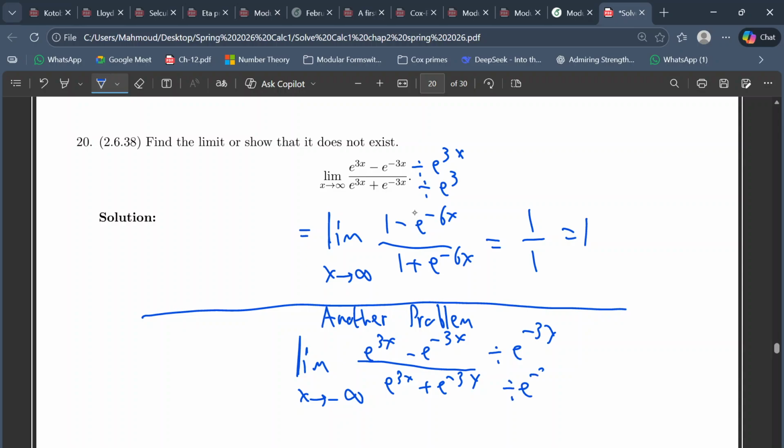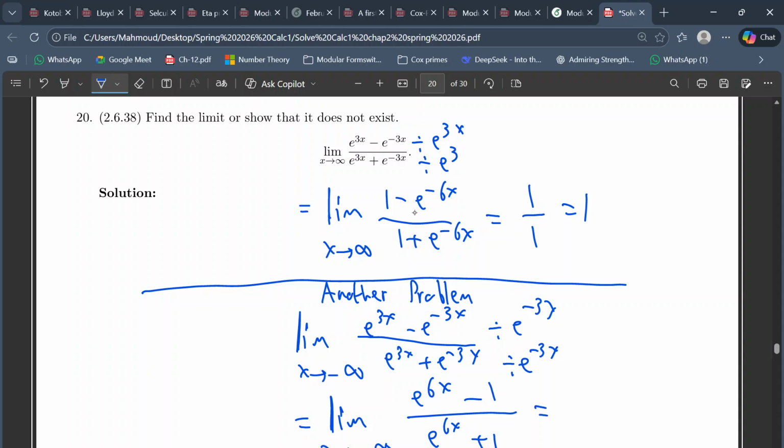So divide by e^(-3x). This equals what? The limit as x goes to minus infinity of (e^(6x) minus 1) over (e^(6x) plus 1), right? This equals what now? Minus 1 over 1, equals minus 1. Are you good with this? So let's continue now.